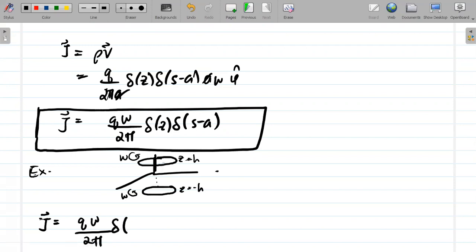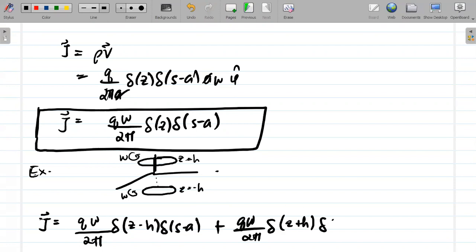Yung first loop, Dirac delta Z minus H, Dirac delta S minus A. Plus Q omega over 2 pi, Dirac delta of Z minus minus H, so Z plus H, Dirac delta of S minus A. Usually, feeling ko makaka-encounter kayo ng ganitong problem. Dalawang spinning loops. Then calculate the magnetic field.